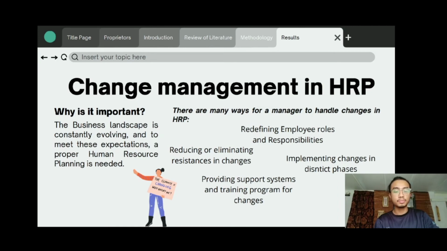And then finally is providing support systems and training programs for changes. Professionals in a certain field are responsible for tackling changes for everyone in the company. Support from supervisors and proper training in the related changes is necessary for employees in the company to adapt to the changes, and it may even improve the employees' skills and performance overall.